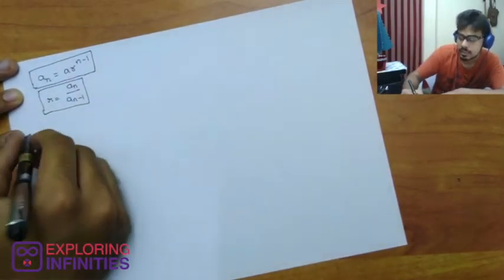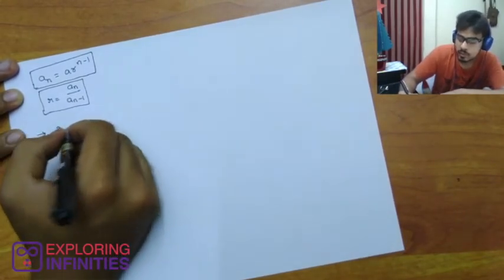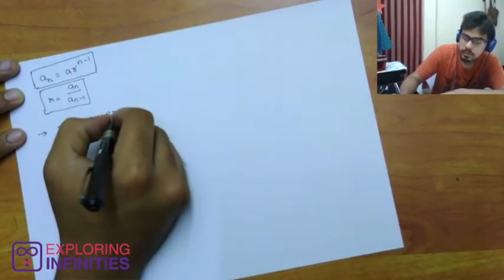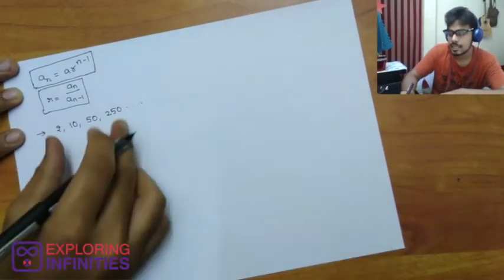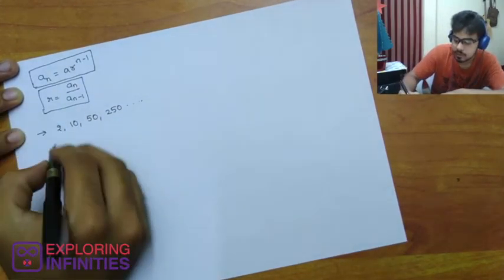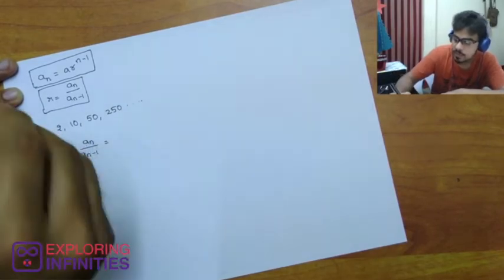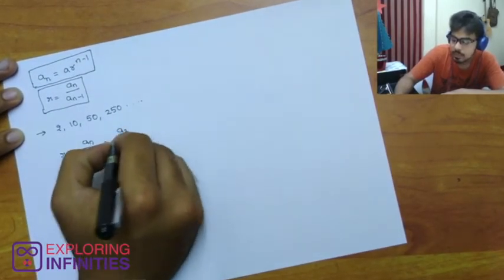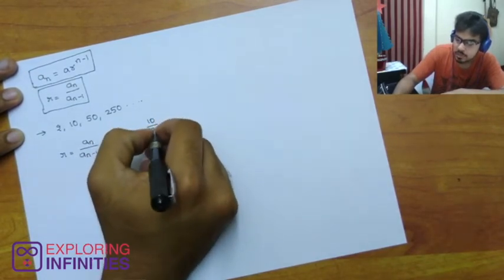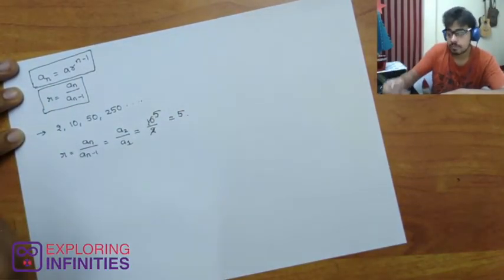Okay, there is a GP like 2, 10, 50, 250 and so on. For this example, let's find the common ratio first. Common ratio R is equal to An by An minus 1. Let's put n is equal to 2. A2 by A1. A2 is 10. A1 is 2. 2 fives are 10. Okay, R is 5.